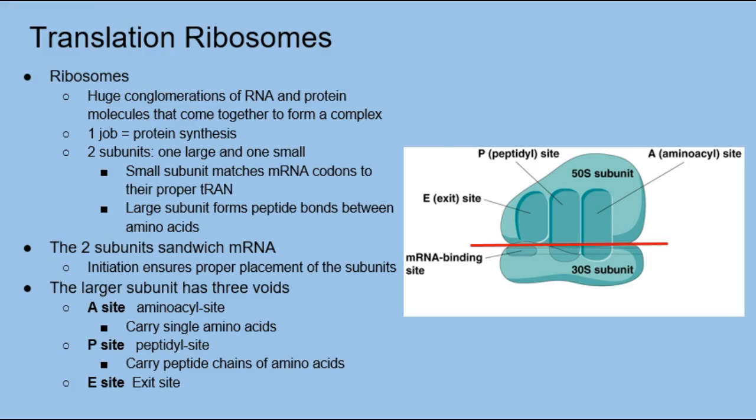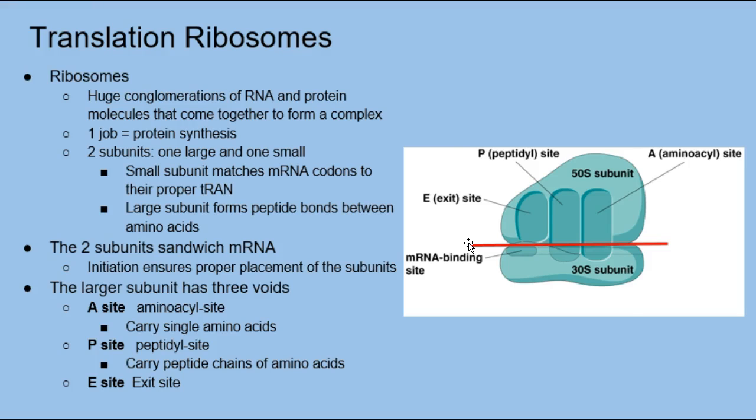Ribosomes are very big players during translation. They are huge pieces of RNA and protein molecules that come together to form a complex. They have one job, which is protein synthesis, and they are made of 2 subunits, a large subunit which forms the peptide bonds between amino acids, and a small subunit that matches mRNA codons to their proper tRNA. The 2 subunits sandwich mRNA, and initiation ensures proper placement of the 2 different subunits.